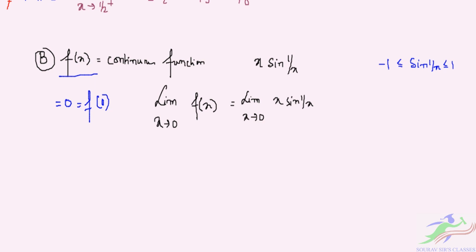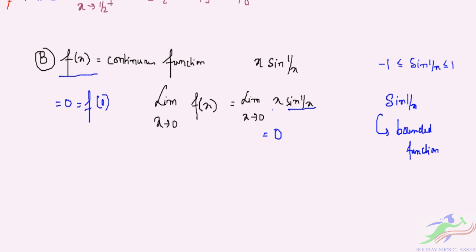Now we can see that sine x is a bounded function, the sine of 1 by x, right? So sine of 1 by x is a bounded function. Since the function is continuous at x equal to 0 and the value is 0, if we put the limit, it is 0. So 0 multiplied by a bounded function should be equal to 0, right?